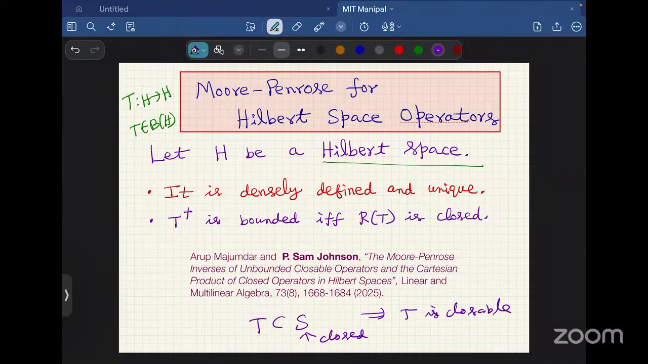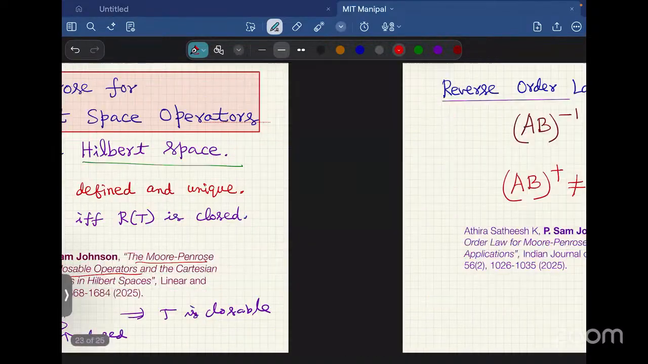So therefore, every closed operator is closable because that operator itself is closed. Therefore, the collection of all closable operators is bigger than the collection of all closed operators, where the Moore-Penrose inverse concept was not defined. So we define the concept of Moore-Penrose inverse in unbounded closable operator settings, and we analyze the Cartesian product for closed operators, which got published in Linear and Multilinear Algebra in 2025.